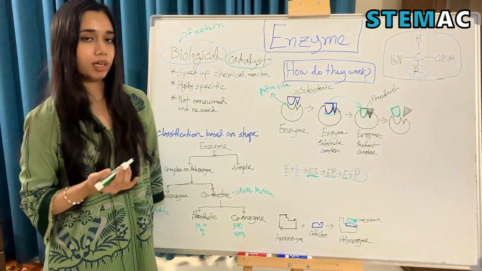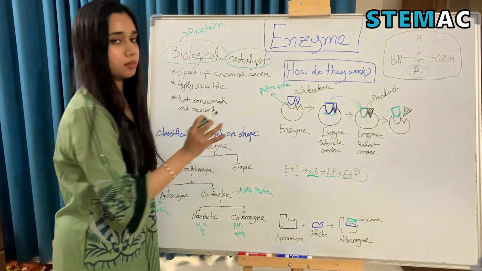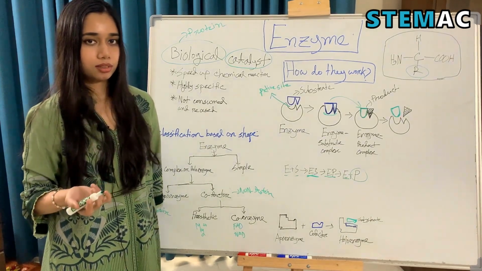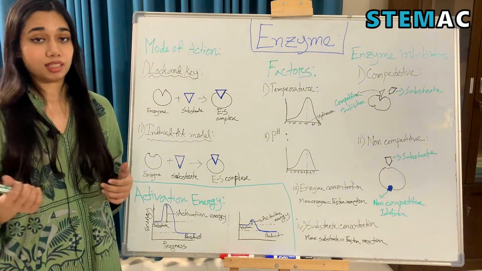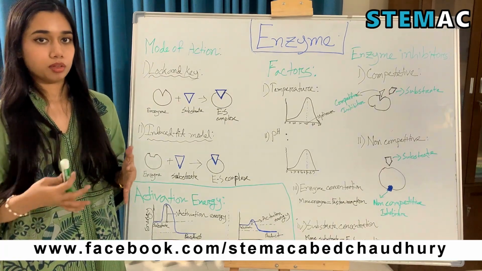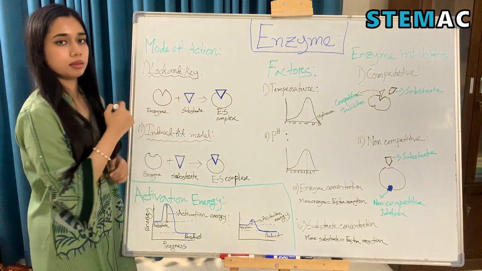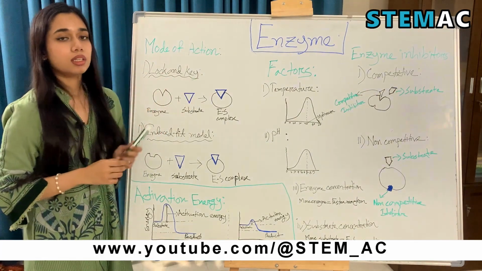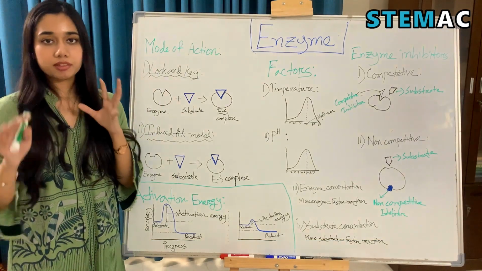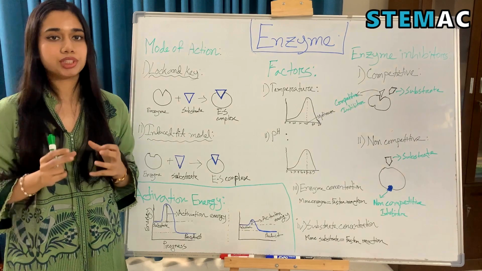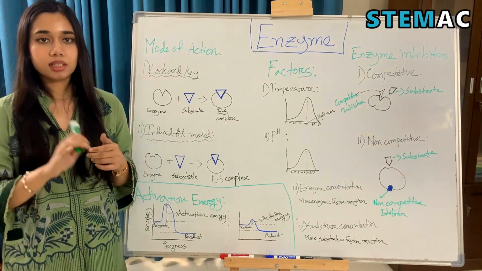Now we are going to talk about how the enzyme performs this mechanism in their modes of action. So there are two modes of action through which an enzyme performs its mechanism. So first is the lock and key model. Now the lock and key model suggests that the active site of an enzyme has a very particular shape, and only the substrate with a complementary shape to that active site can bind to it.